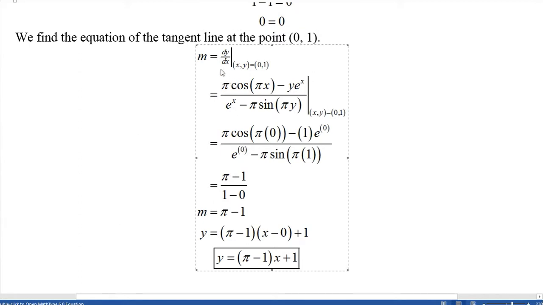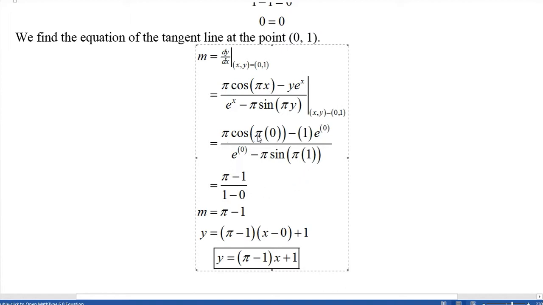Now to find the equation of the tangent line, we're going to need the slope, and to find the slope we need the derivative. So what we know is that the slope is dy over dx evaluated at (x, y) equals (0, 1). So take this formula here and plug in 0 for all the x's. That happens here, here, and here. And plug in 1 for all the y's, and that only happens a couple times right here, and then down here. Alright, now let's simplify a little bit if we can.